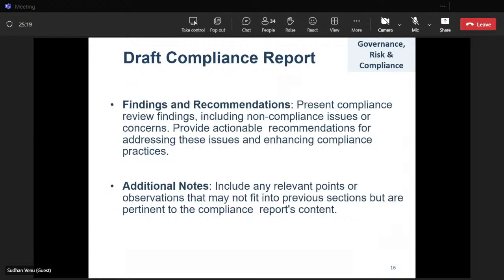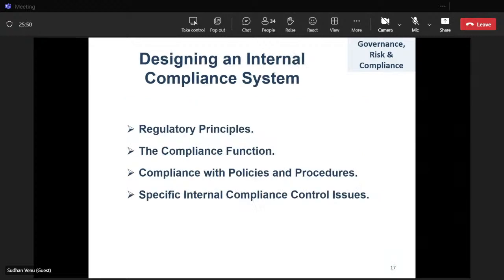Next one is findings and recommendations. If you are finding anything, in the way of recommending in order to make a proper complaints report, they have to provide actionable recommendations for addressing these issues and enhancing the complaints practices. And additional notes: if adding on top of the complaints report anything relevant, any point of observation that may not fit into previous sections of the complaints report content, then they will add an additional note on that.